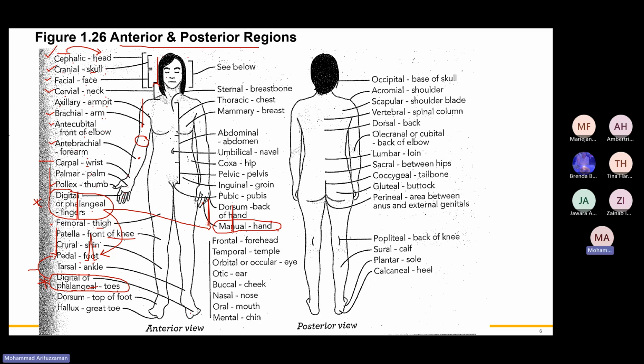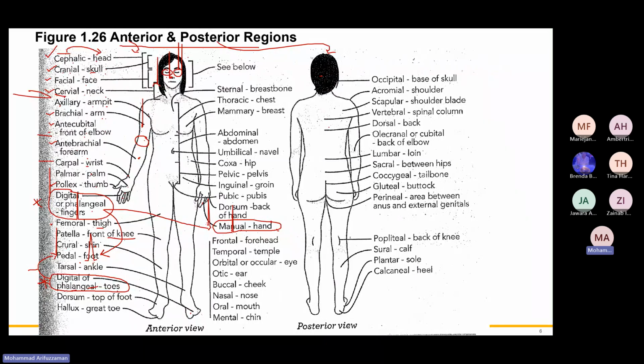Now you can see here, this is the anterior view and the posterior view. Posterior means what? Back. In the anterior view, for example, you can see the nasal cavity. This is the nose or nasal cavity, which is anterior. You can even see the ocular region. Oculo means what? Eye. So this is the anterior region, and this is the posterior region.